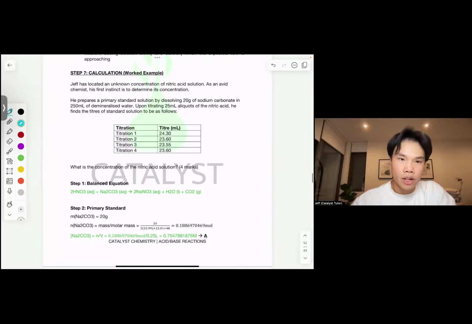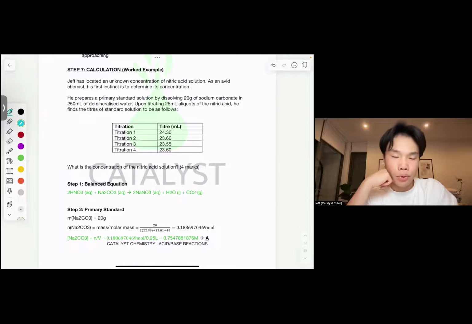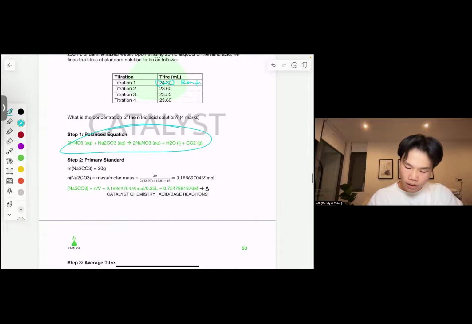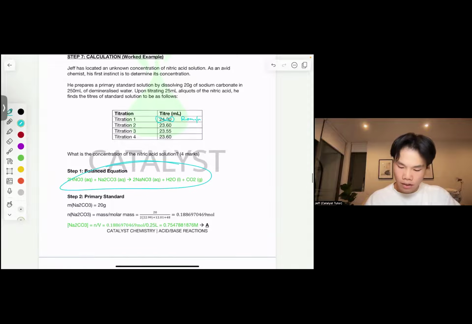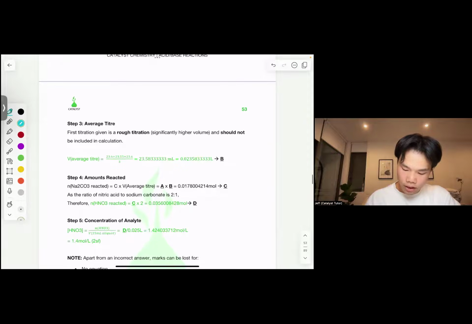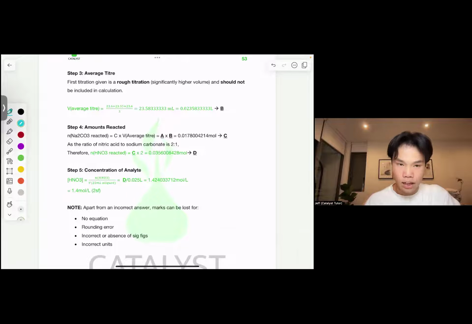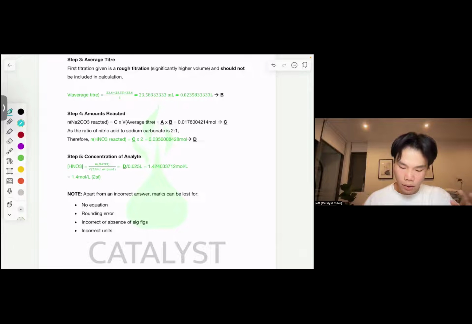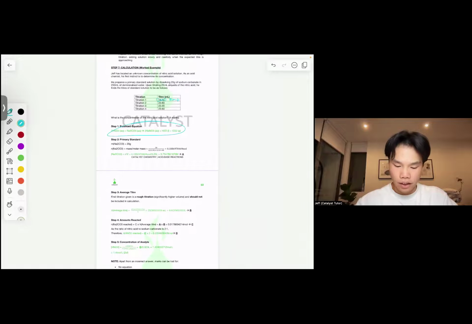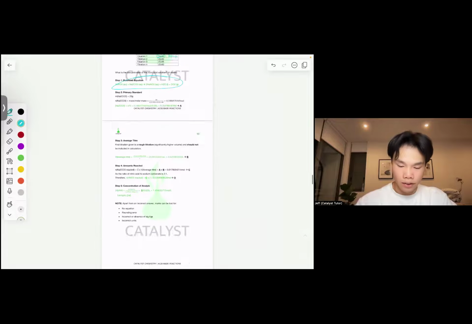Okay, so titration calculation, typically you'll get a table with 4 values. You should know that if you have a bigger first titration value, you're always going to exclude it and discount it as the rough. And to do your calculation, you'll need to make an equation of the neutralization, find out the moles of your primary standard if you're asked to, find your average titre, the amounts reacted, the concentration of your analyte from that, and those steps are pretty standard for any titration calculation. So if you want to have a go at this one, take a screenshot and have a look at the answer later.